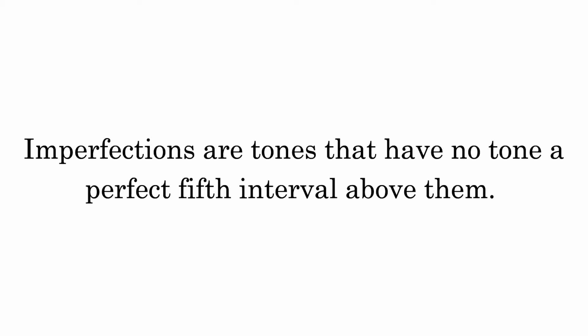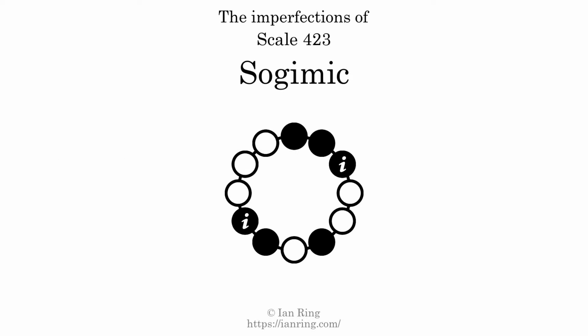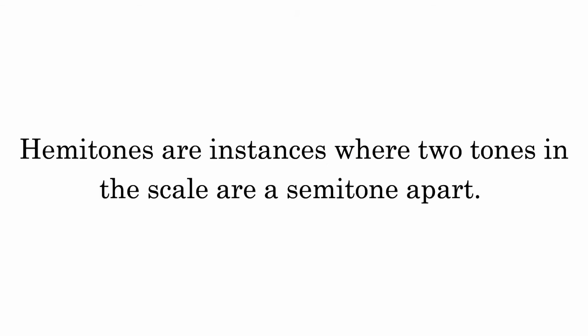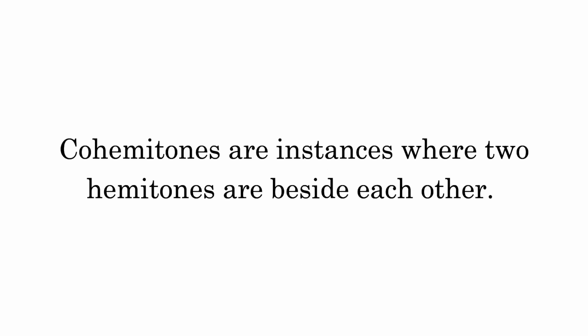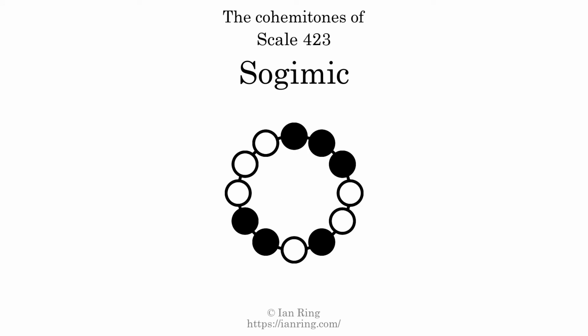Imperfections are tones that have no tone a perfect fifth interval above them. This scale has 2 imperfections. They are at positions here and here. Hemitones are instances where 2 tones in the scale are a semitone apart. This scale has 3 hemitones. They are at positions here, here, and here. Cohemitones are instances where 2 hemitones are beside each other. This scale has 1 cohemitone here.